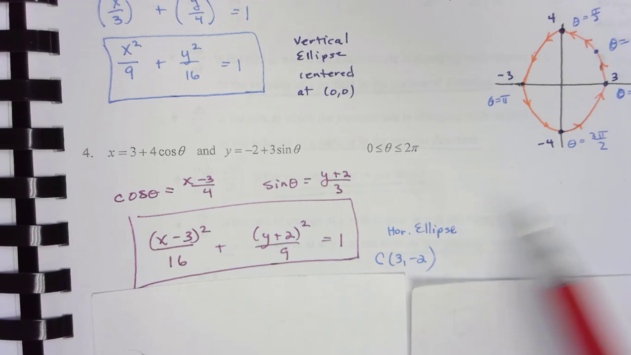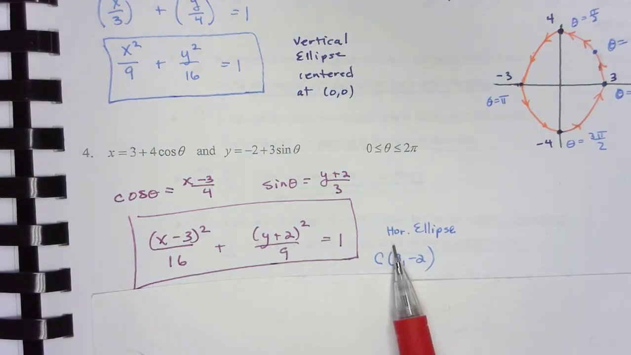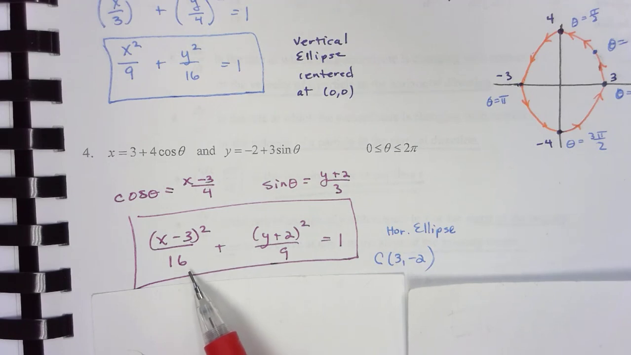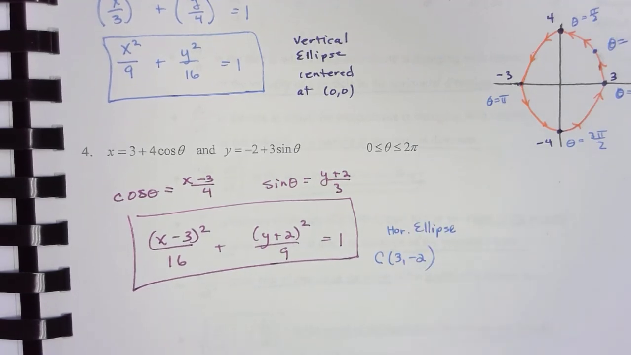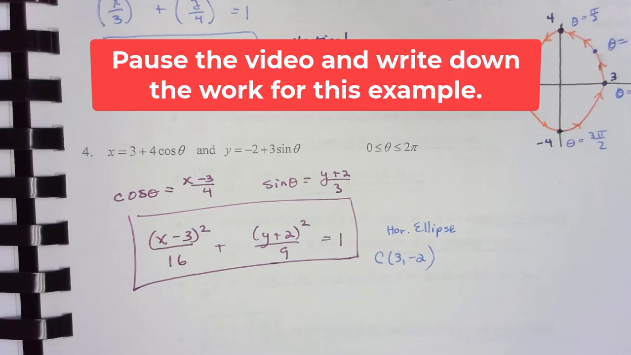I have a horizontal ellipse centered at 3, negative 2. Why do I know it's horizontal? Because a squared, which is always bigger than b squared, is 16, and it's under the x. So it's going to open horizontally, and you can sketch it yourself. Okay, pause the video and write down this explanation.